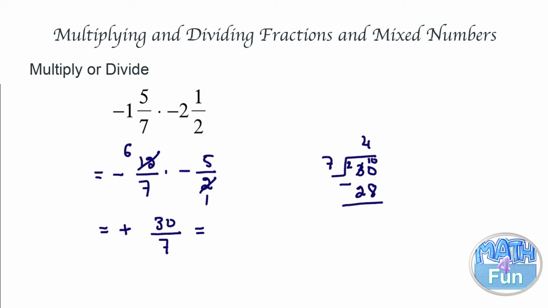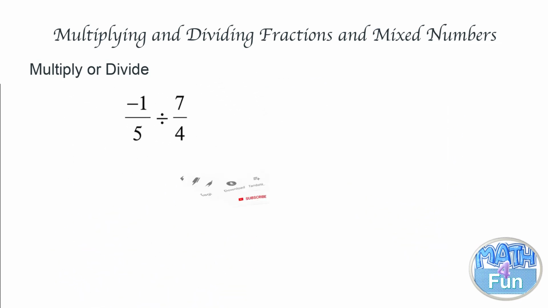10 minus 8 is 2, and 2 minus 2 is 0. So the answer is 4 and 2 over 7. Now we need to find the quotient.